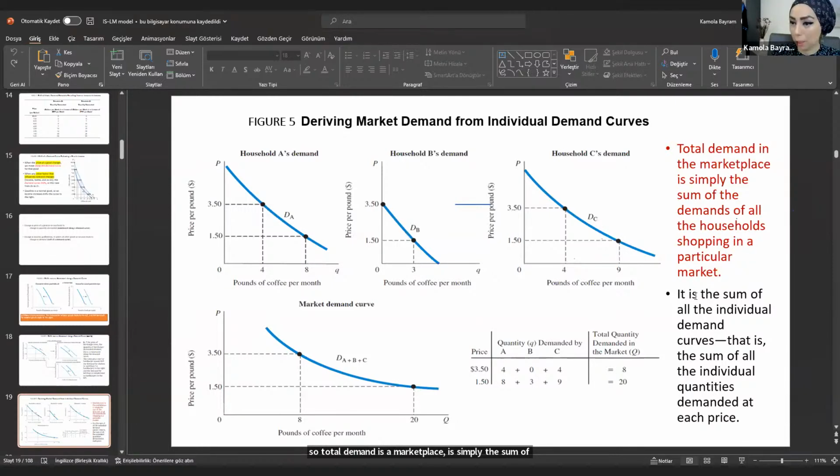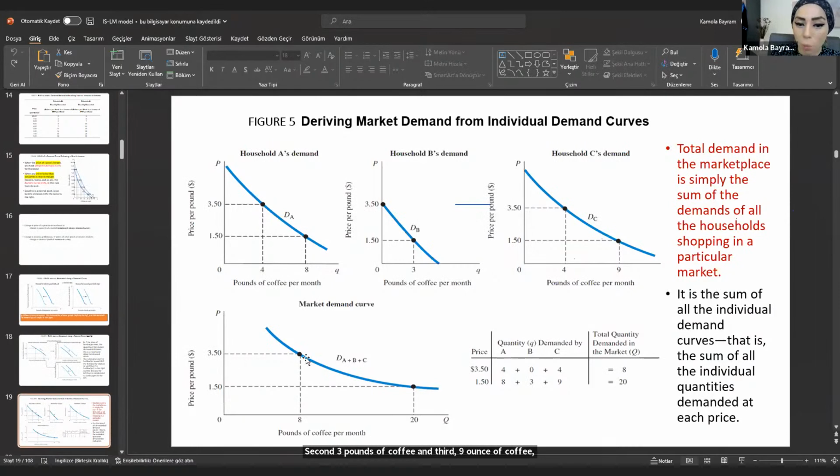So total demand in the marketplace is simply the sum of the demands of all the households shopping in a particular market. It is the sum of all the individual demand curves, that is the sum of all the individual quantities demanded at each price. So here, at the price 3.5 USD, family 1 will consume 4 pounds, family 2 will not consume at all, and so the total quantity demanded will be 8. Meanwhile, for the price of 1.5 USD, the first family will consume 8 pounds of coffee, the second 3 pounds, and the third 9 pounds, which will be cumulatively 20 pounds of coffee.